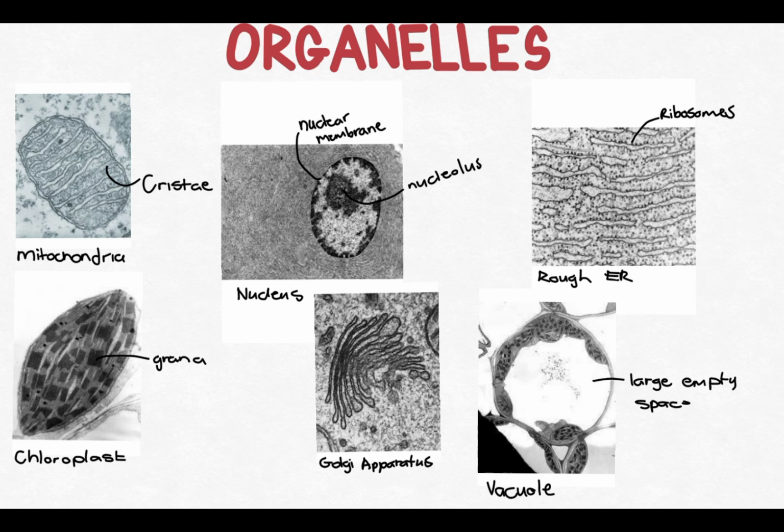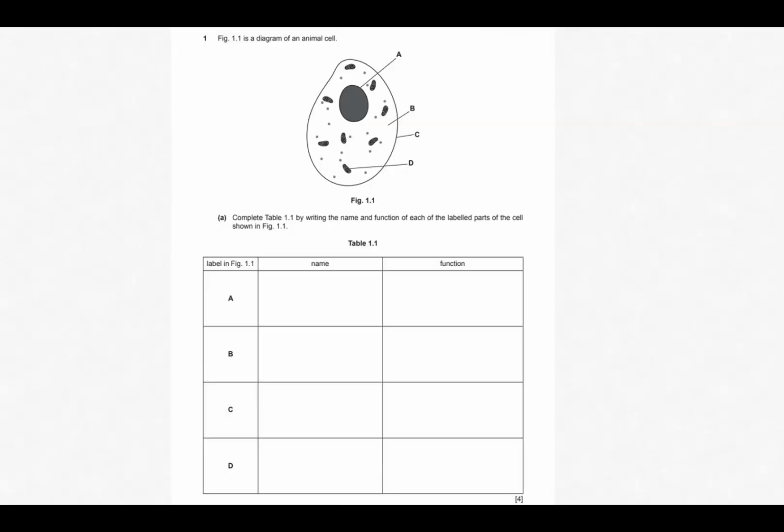Now, the vacuole is identified as a large empty space, but in reality, it's not an empty space. It's filled with water as well as nutrients and other biological substances. Okay, so let's answer the question. So A, which is the big black dark dot, would be the nucleus. Now we know that the function of the nucleus is to store genetic information, or otherwise known as DNA.